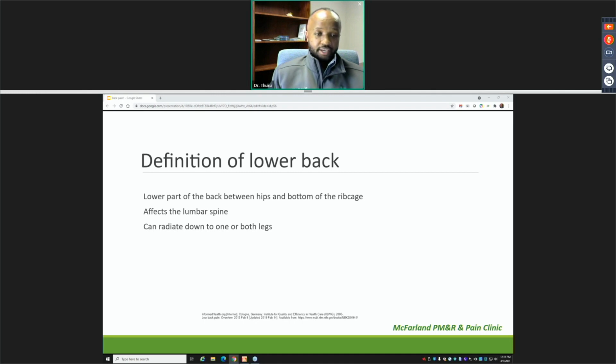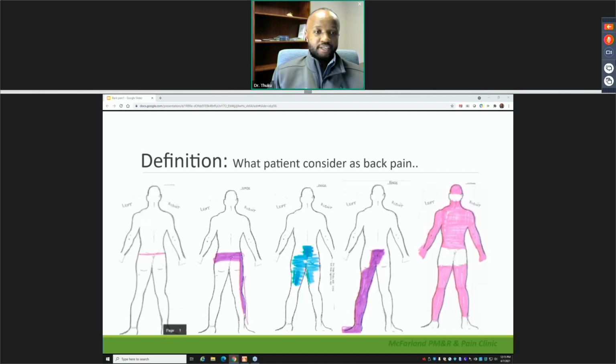Next here, I have pictures from patients that I saw last week. I like the pictures a lot because they can give you insight into what the patient thinks about their pain. You can see the first one is just a line, then the other one is radiating down the left, or actually the right leg.